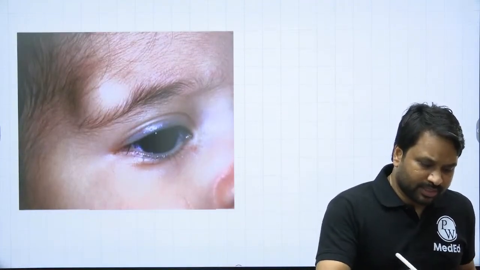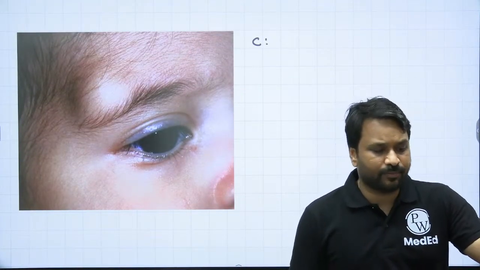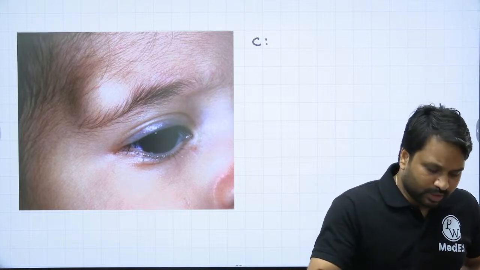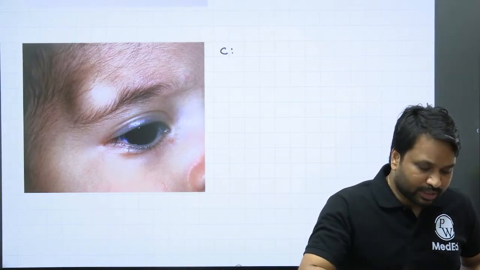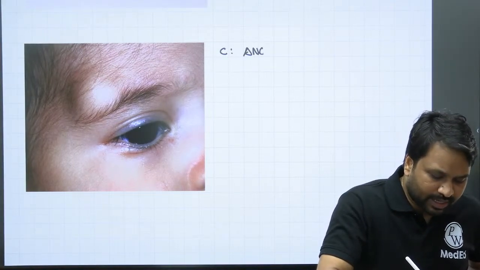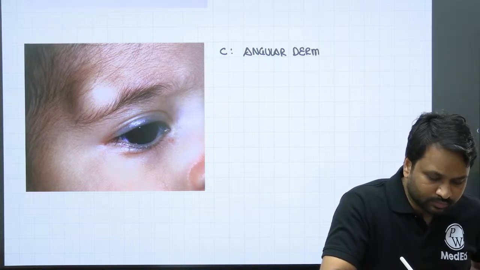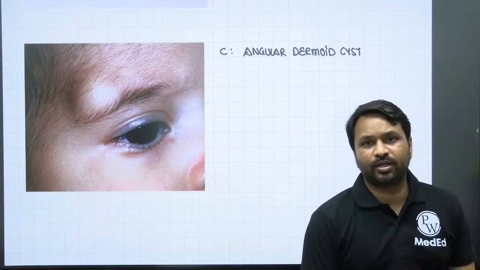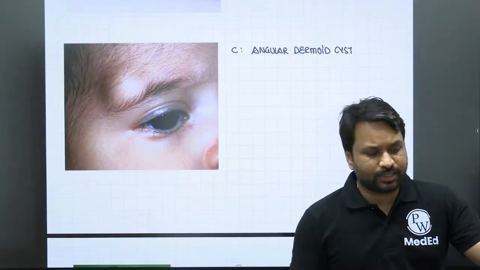Now, image number C is also your exam spotter. What is this image number C? Quick feedback. You can see wherever the bony plates are fusing, if you have swelling there, it is usually a dermoid, and because it is present at the angle, this will be called the angular dermoid cyst. This is your angular dermoid cyst. Absolutely correct, right?